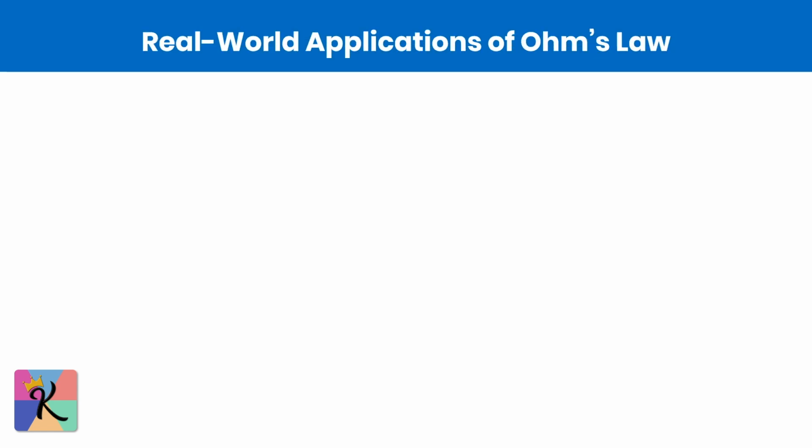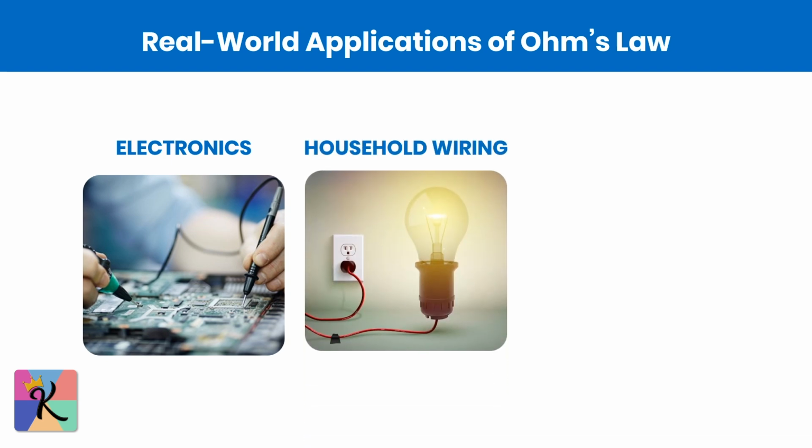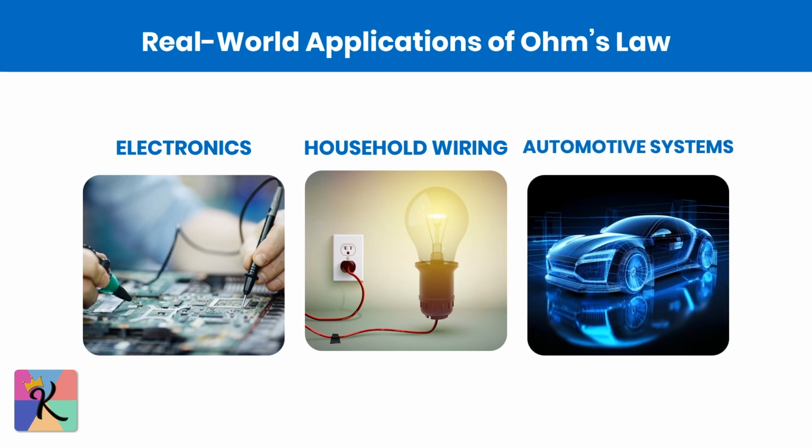Real-world applications of Ohm's law. Ohm's law isn't just theoretical, it's practical. In electronics, it helps design circuits with the correct voltage and current to prevent overheating. In household wiring, it ensures devices get the right amount of power. In automotive systems, it regulates components like lights and ignition systems.